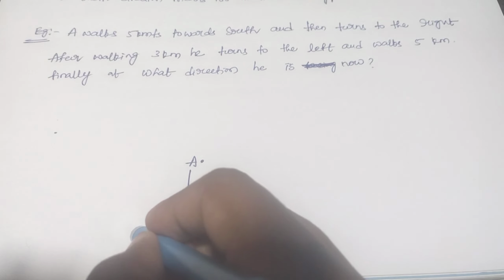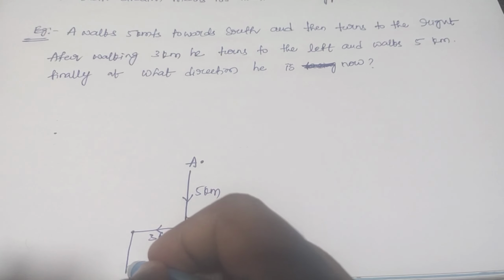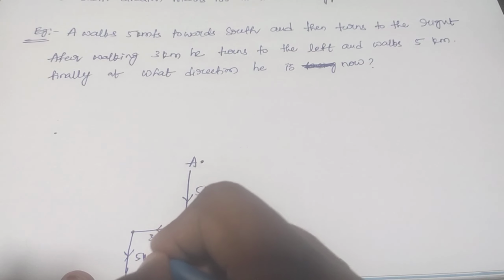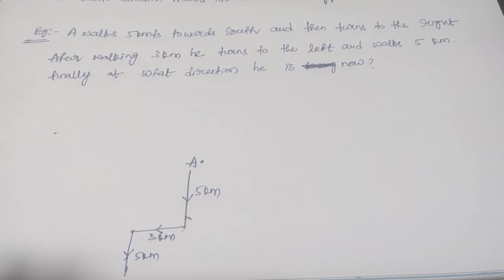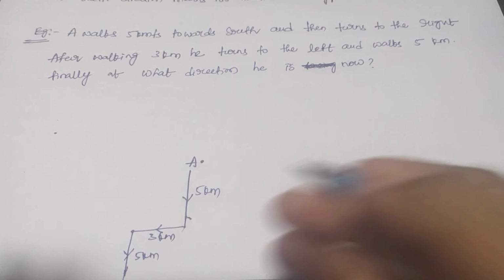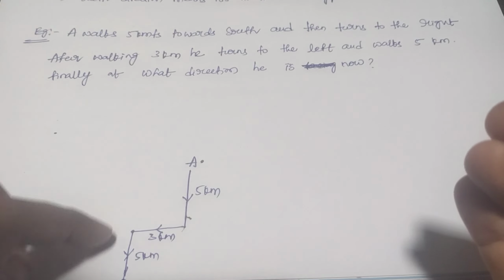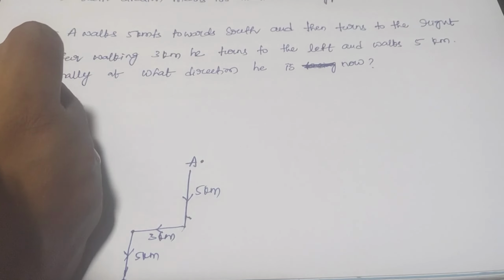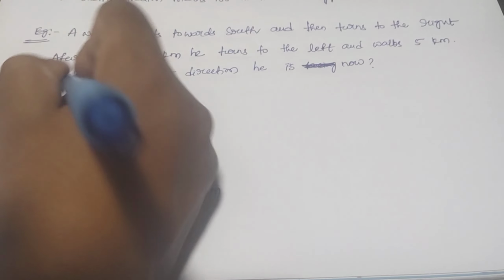Now again A walks 5 kilometers downwards. Mark it as 5 kilometers. Finally, in what direction is he facing? Finally he is in south direction. Got it? Finally he is in south direction. So here the answer is that he is now in south direction.